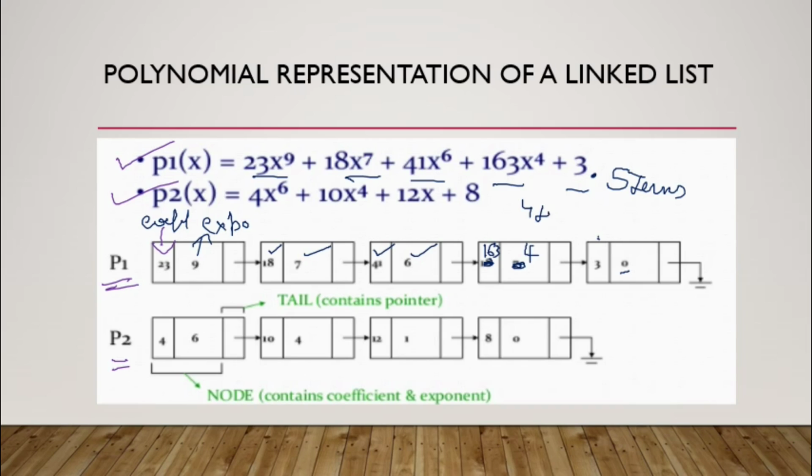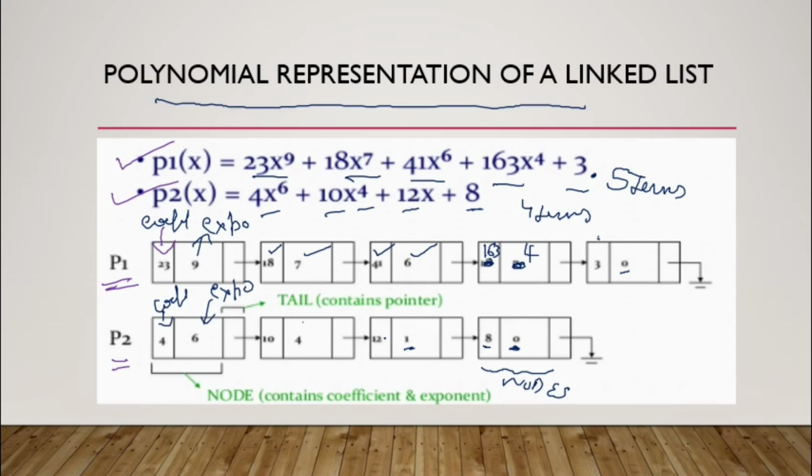Next one, you have 4 terms. First one, 4 is the coefficient, 6 is the exponent. Similarly, 10 is a coefficient, 4 is an exponent, 12 is a coefficient and 1 is an exponent. Yes, so that is how it works. And the last term, 8 is the coefficient and 0 is the exponent. So these are the nodes. This is how you represent a polynomial in a linked list.